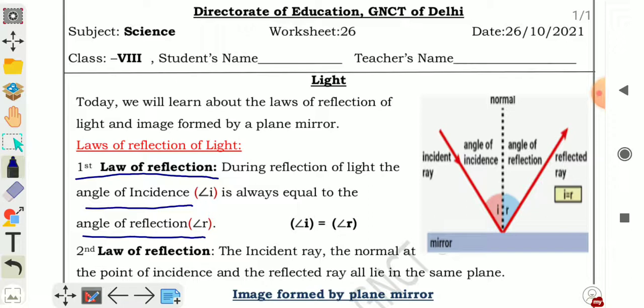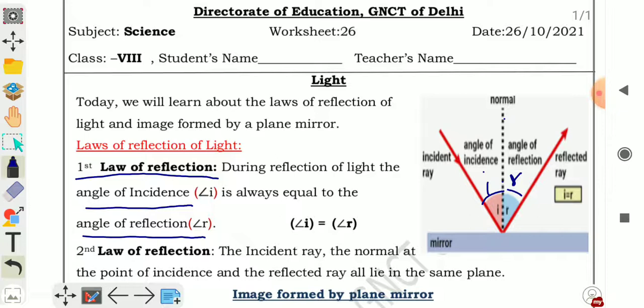So angle I is the angle of incidence and angle R is the angle of reflection. The angle between the incident ray and the normal is called the angle of incidence, and the angle between the reflected ray and the normal is called the angle of reflection. Angle of incidence is denoted by small i, while angle of reflection is denoted by small r.